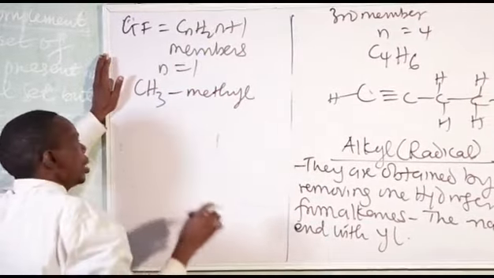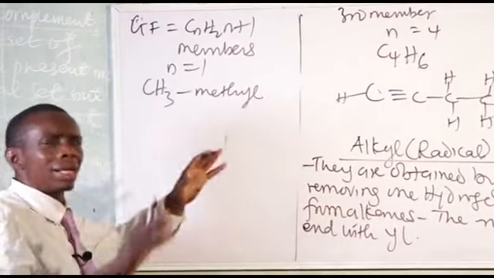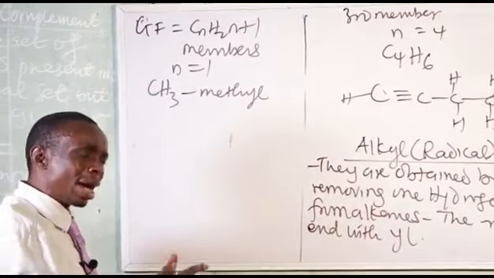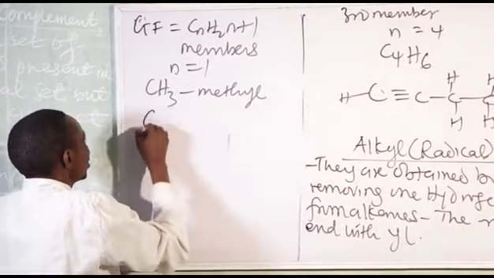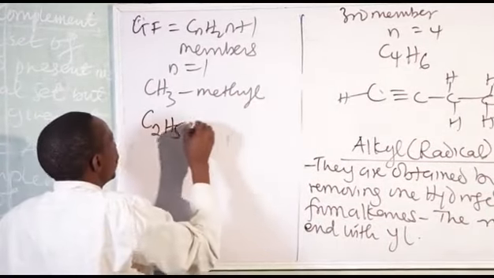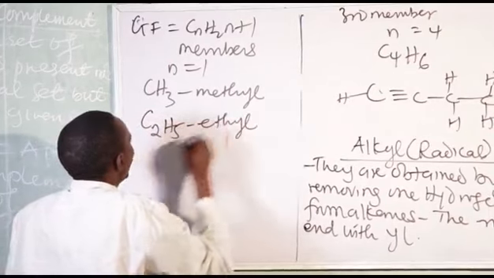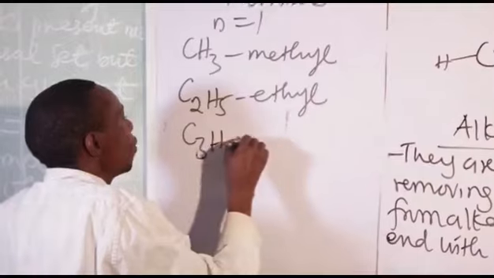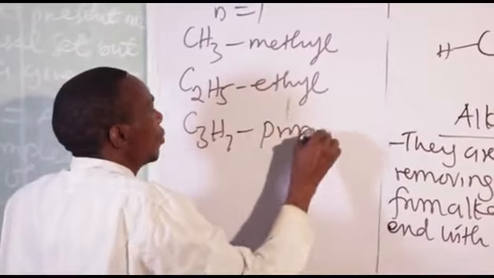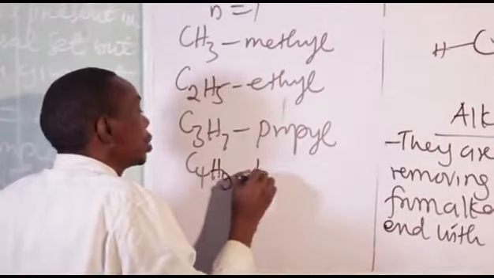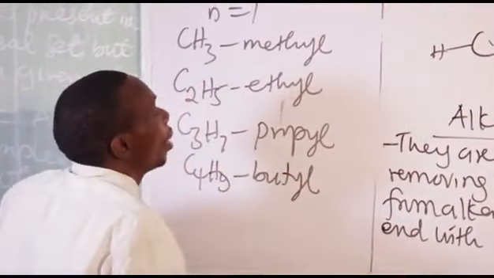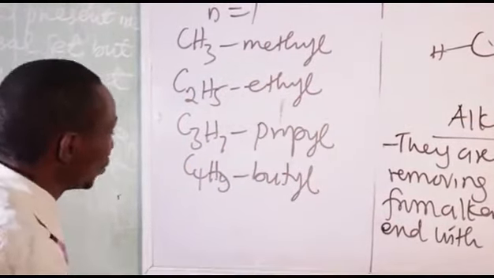Methyl. They don't occur as their own homologous series. Rather, they always act as substituents. The second member is C2H5, ethyl. Another member is C3H7, propyl. Another member is C4, 4 times 2 plus 1, that is butyl. And so forth, and so on.